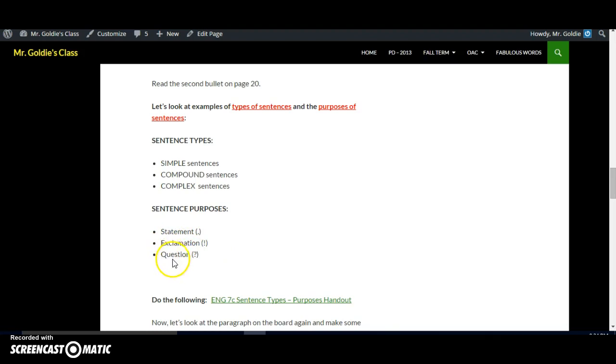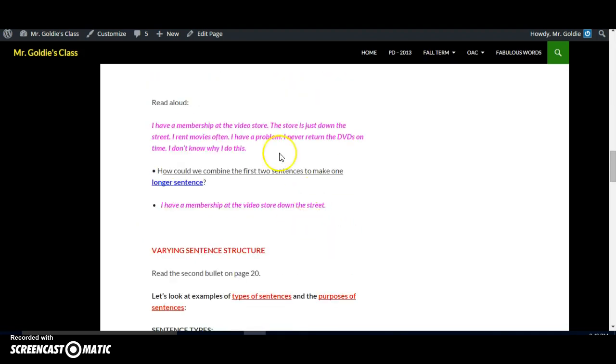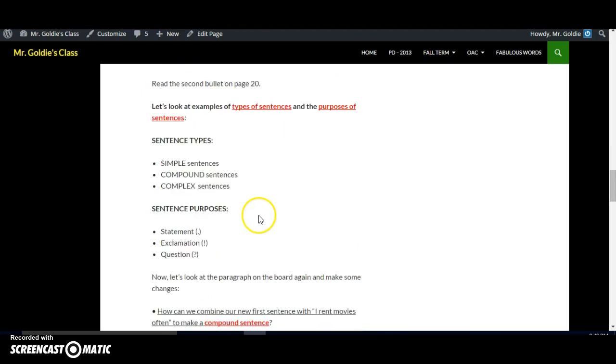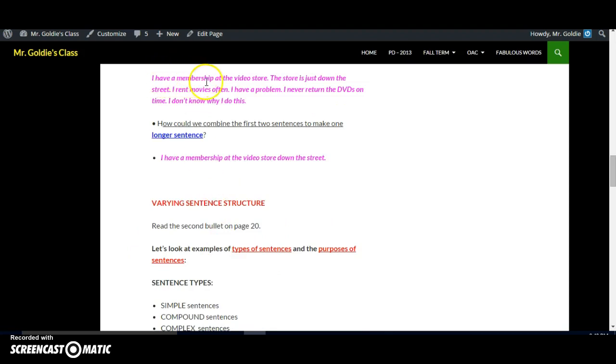And then a question. Your purpose could be to ask somebody for information. Your purpose could be to test somebody. For example, what is our learning goal for this unit? Okay, so now let's look at the paragraph on the board again, or basically just this one here, and make some changes. So, I have a membership at the video store. The store is just down the street. I rent movies often. I have a problem. I never return the DVDs on time. I don't know why I do this.